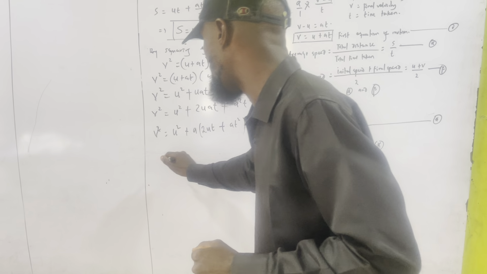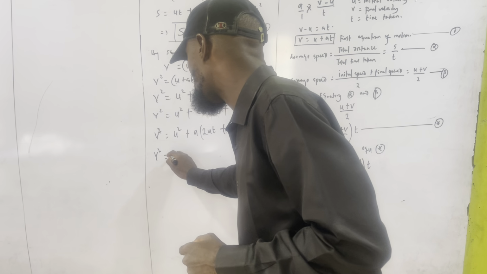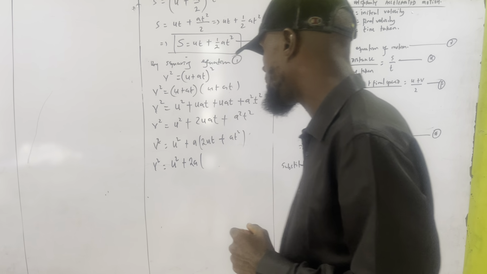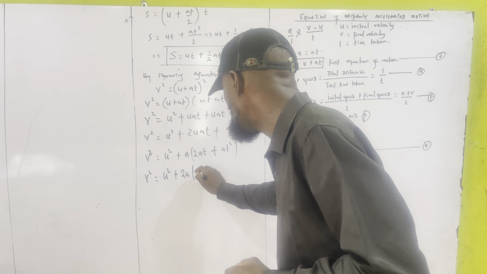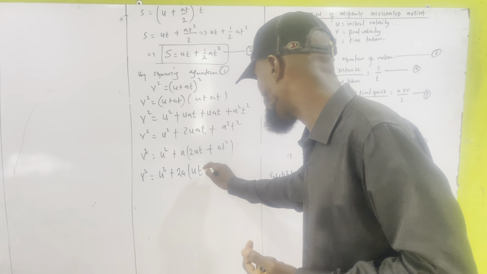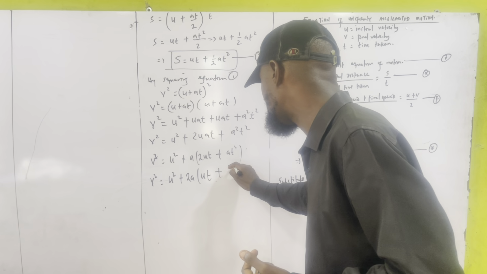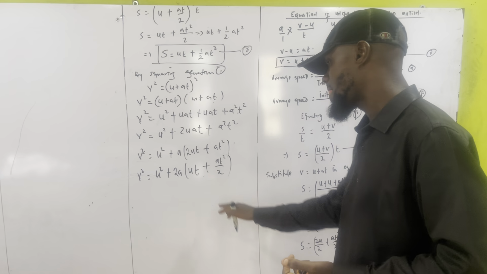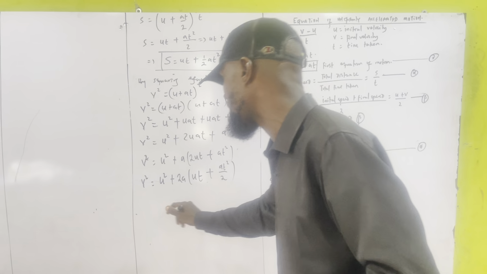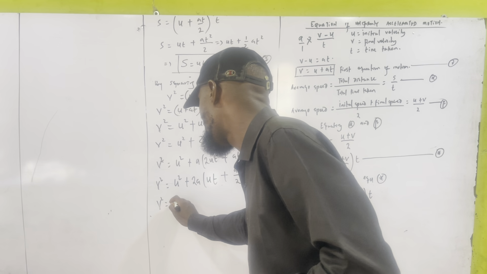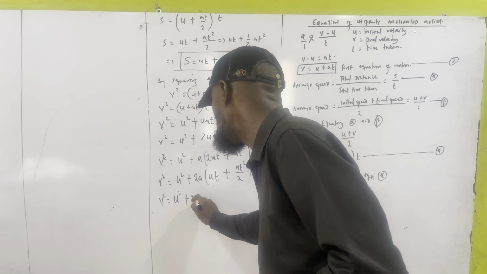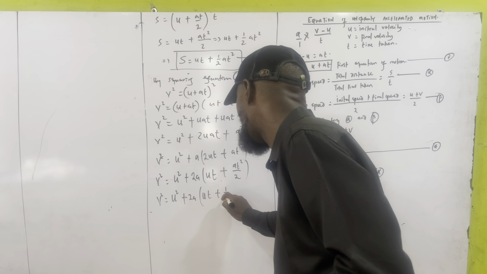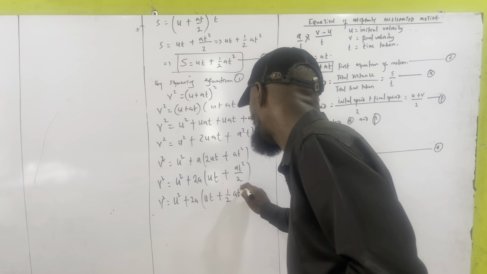So if I bring 2 out, you have v squared equals u squared plus, I bring 2a out, open bracket, this remains what? ut plus, this one becomes at squared divided by 2. And if you take a look at it very well, I can rewrite the one inside this bracket as v squared equals u squared plus 2a into bracket ut plus 1 over 2 at squared.